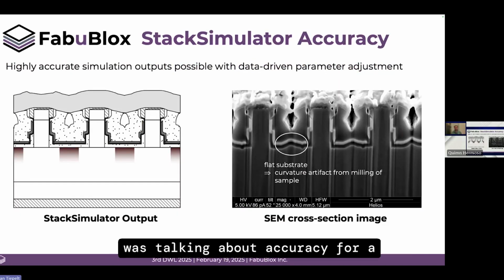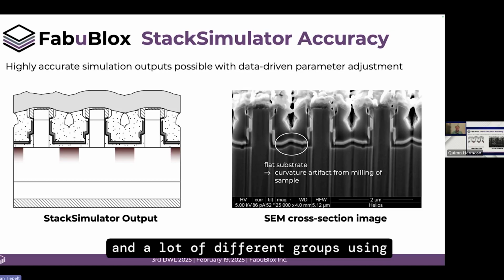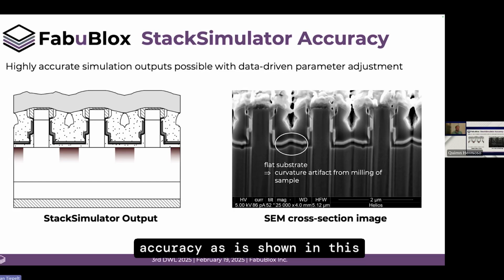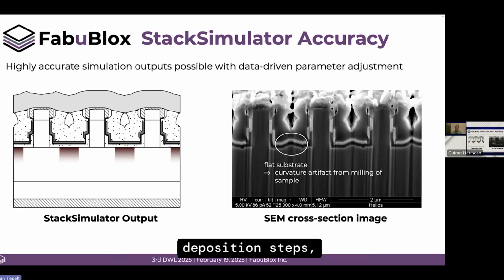I was talking about accuracy for a moment, and the one thing that we've learned is that the accuracy of simulations, as with all simulation software, really depends mostly on how well we know our tools. And what we've learned at MIT and in a lot of different groups using this is that if the stack simulator parameters are tuned well, so you have a well-characterized process, you can actually get quite high accuracy, as is shown in this example of an SEM cross-section compared to the stack simulator output. And using the same tools with these parameters, defining, for example, anisotropy ratios of etches or deposition steps, you can get to high levels of predictability.